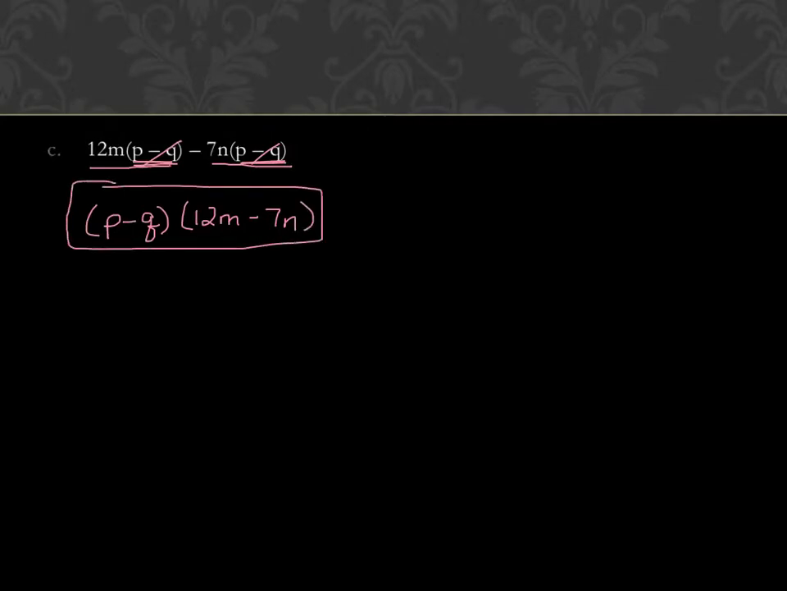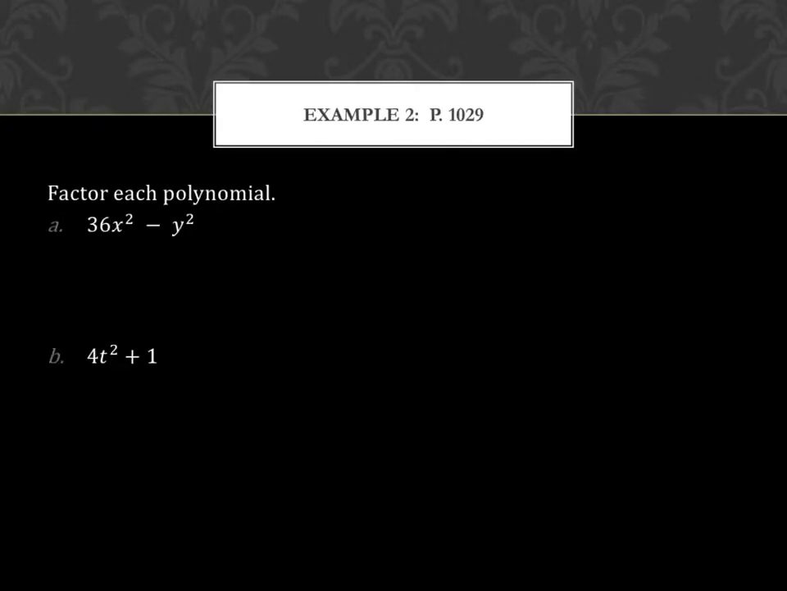Example 2 is factor each polynomial. So A is 36x squared minus y squared. That is a difference of two squares. So it's going to factor into 6x plus y times 6x minus y.